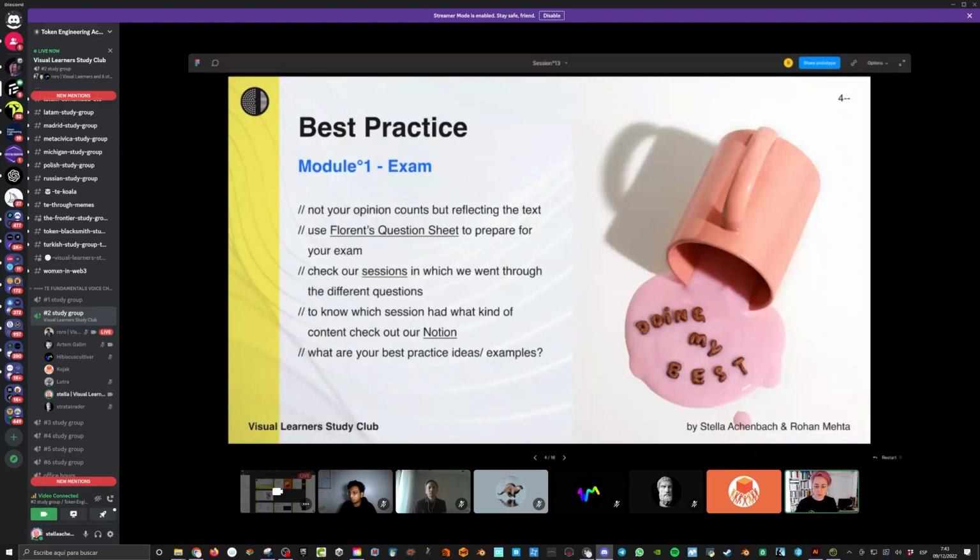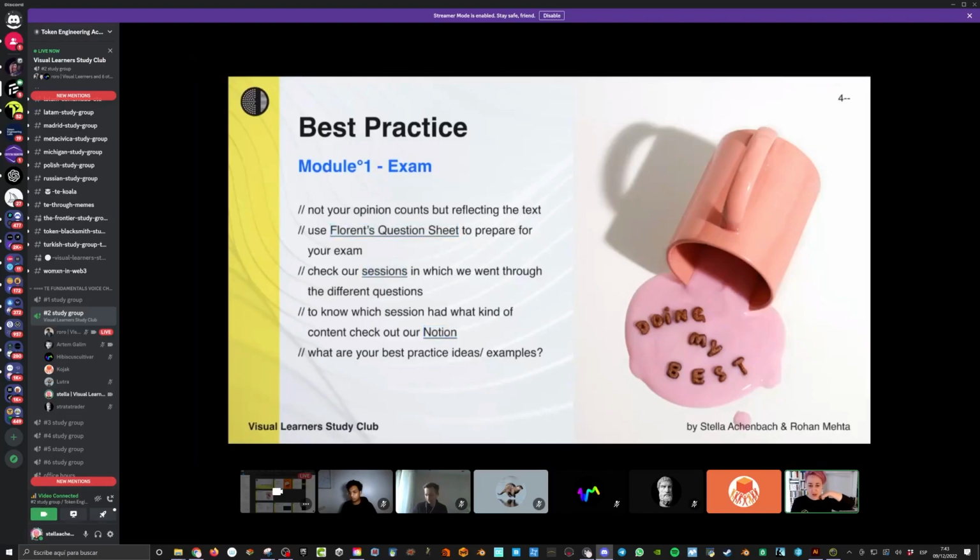Obviously, check our recorded sessions. That's what they are for, right? Because in the sessions we went through, specifically in Module 1, we went through all the questions, which we haven't been doing for the other ones. Now that we have theoretically the question sheets again, we could do that. To know which session had what kind of content, you can check our Notion page because Rohan was nice enough to write little summaries for every session, which is truly amazing.